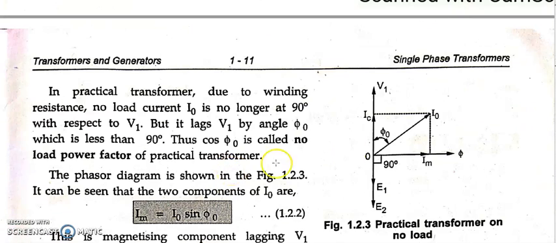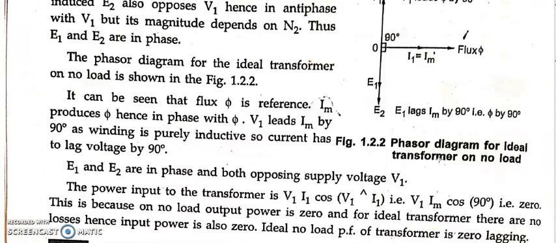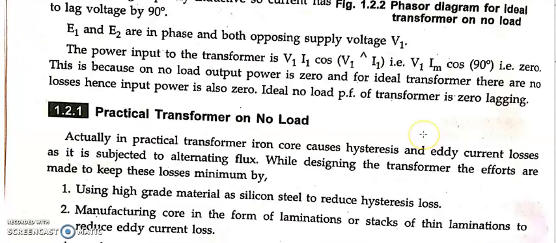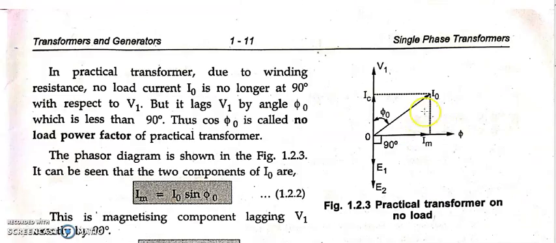Now coming to this practical transformer on no load, this is your phasor diagram. In the ideal transformer, you can see I naught was lying on IM. Let me show you once again. I1 is nothing but equal to I naught, and I naught is equal to IM, as IC is equal to 0. If you want, you can write I naught here as well. But now it is not so. I naught is making a certain angle phi naught with respect to V1.